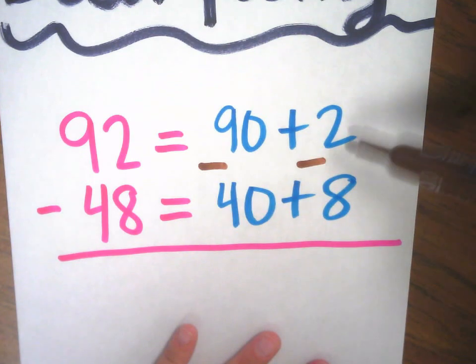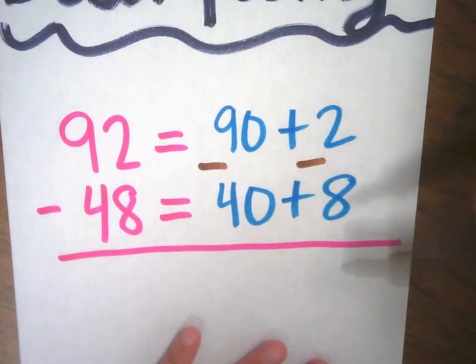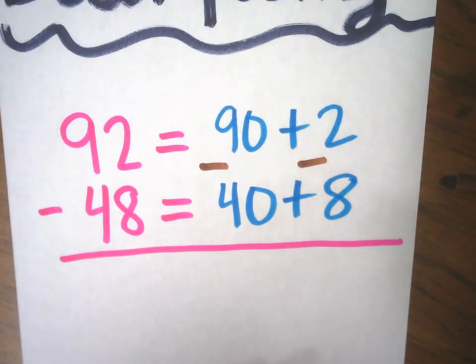So now we look at our ones. Can I take 8 away from 2? 2 minus 8. Is that possible? No, it is not possible. So I always use this little saying with the kids. I say, hey, tens, can I have one of your tens? Sure, ones. You can have one of my tens.